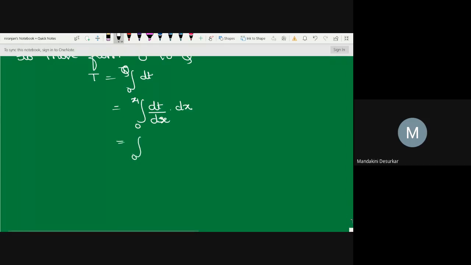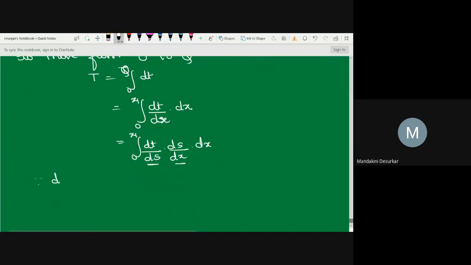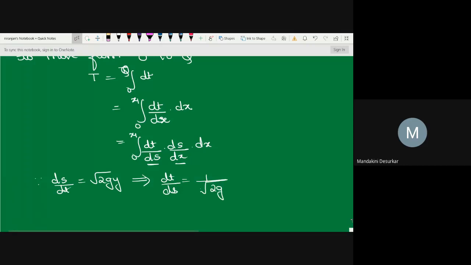Now again use the chain rule. It is dt by ds into ds by dx into dx. The reason to do this is that I can substitute the value of this part as well as this part. Since ds by dt is root of 2gy, what is dt by ds? This implies dt by ds is equal to 1 upon root of 2gy.